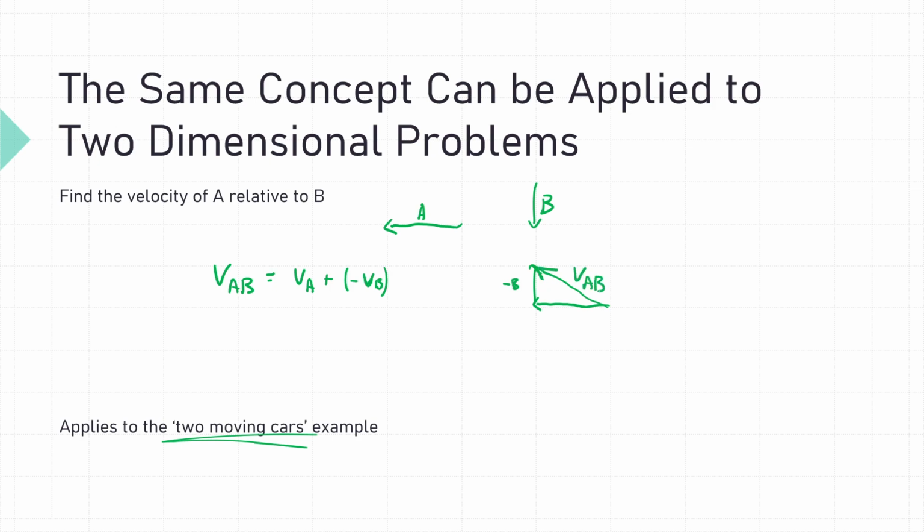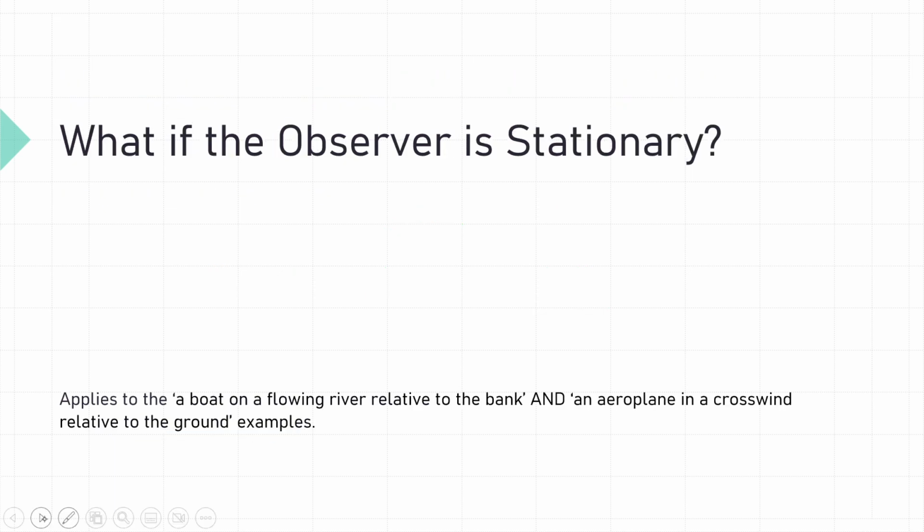And that would be the velocity of A relative to B. The next question could be, well, what if the observer was stationary? It wasn't one of the moving objects. Essentially, this applies to the boat on a flowing river relative to the bank and the aeroplane in a crosswind relative to the ground examples. We're going to look at the boat example first.